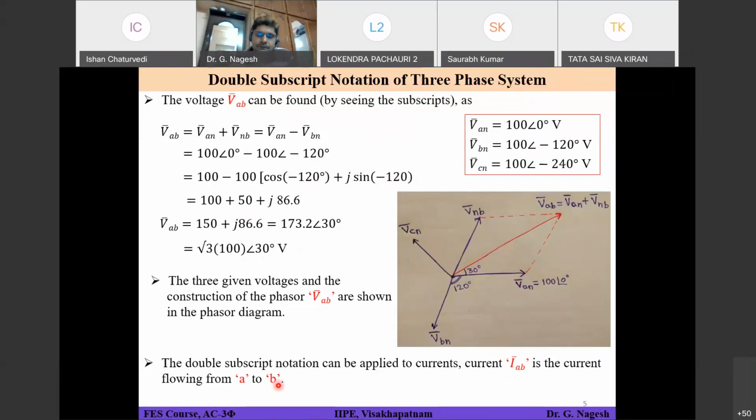Okay, so no doubts, right? Yes, sir. Okay, sir, fine. Double subscript notation means?